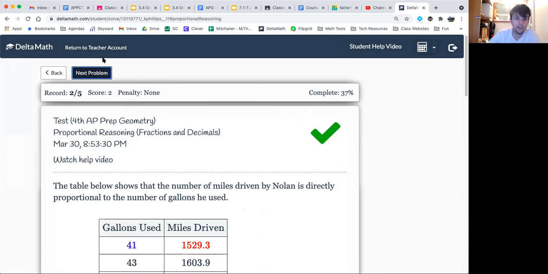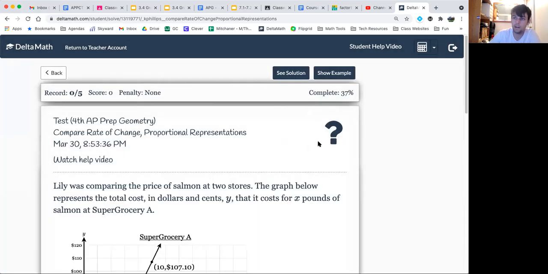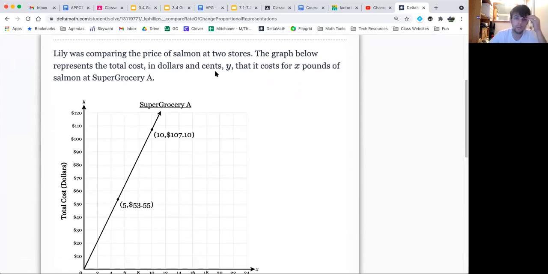Okay, let's clear this. Let's go ahead and go back to our last problem set, comparing rate of change. All right, Lily was comparing the price of salmon at two different stores. The graph below represents the total cost in dollars and cents per pound of salmon. Okay, so y is cost in dollars and x is pounds.